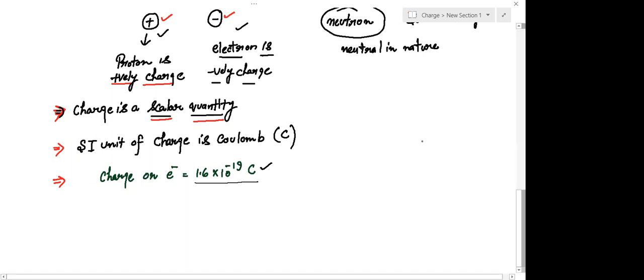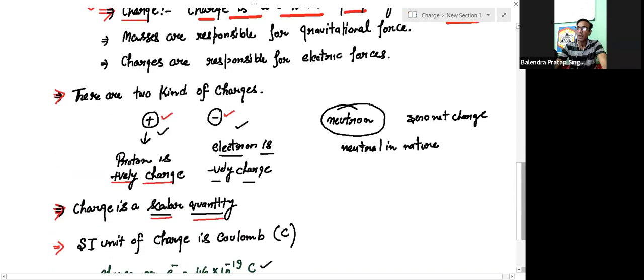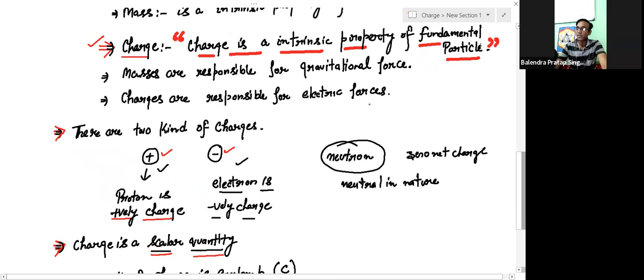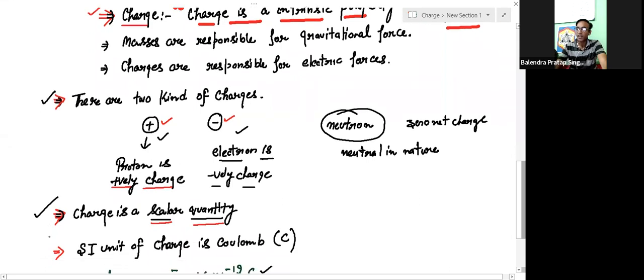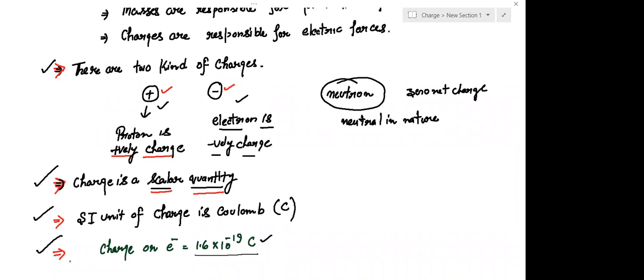Okay, so write down these important points with red color mark. The first one is the definition of charge. Next, the kinds of charges, and another one: charge is a scalar quantity. These are important points. And the SI unit of charge is coulomb, and the charge on an electron is 1.6 into 10 raised to the power -19 coulomb. Okay.